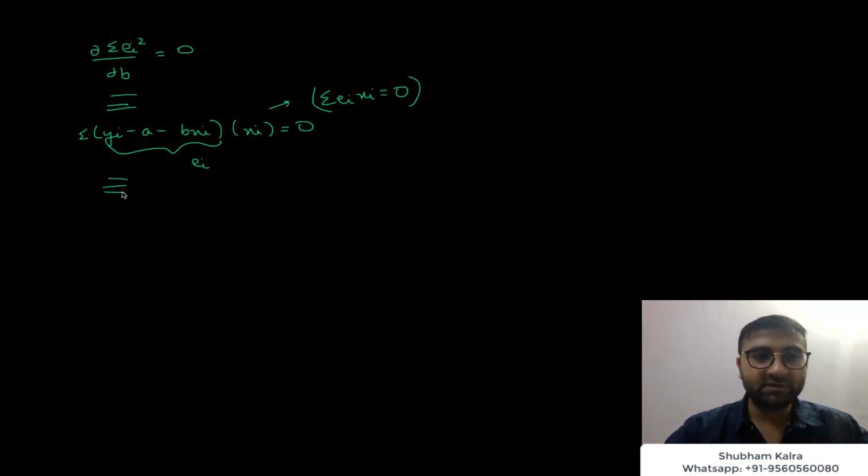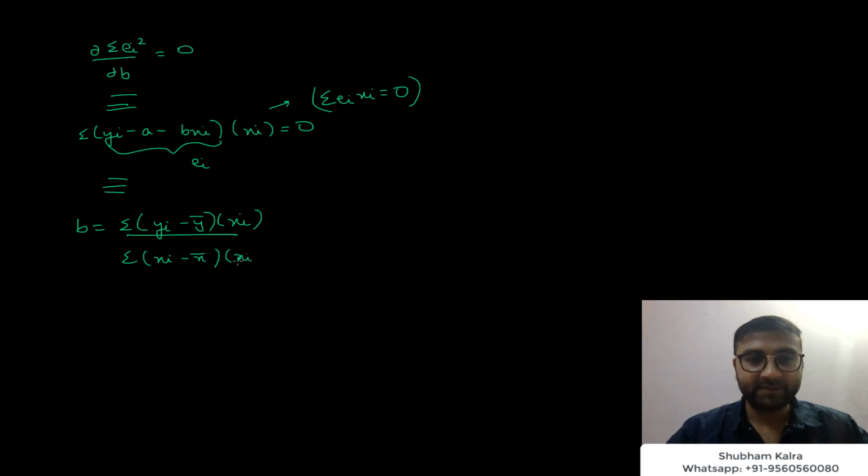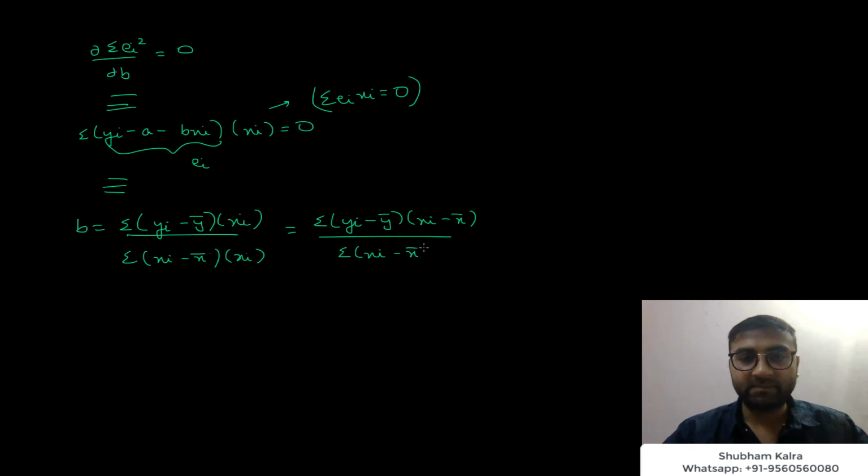And then when you solve it further, you get that b is equal to the summation of yi minus y bar, multiplied by xi, divided by the summation of xi minus x bar, multiplied by xi, right? Now, in many of the textbooks, you will see that they will end up writing this as the summation of yi minus y bar multiplied by xi minus x bar, divided by the summation of xi minus x bar whole square. So this is what I'm going to explain to you now, how do we go from here to here.